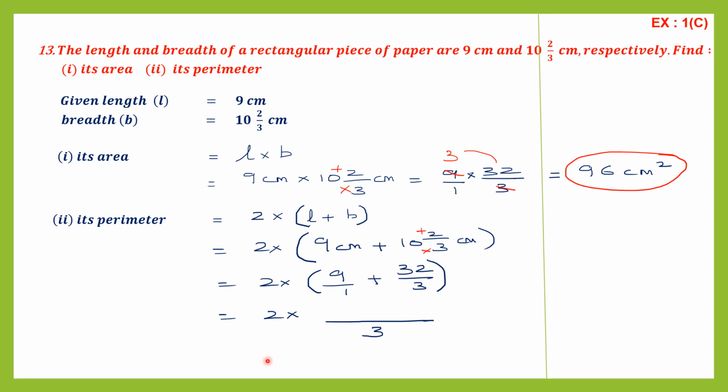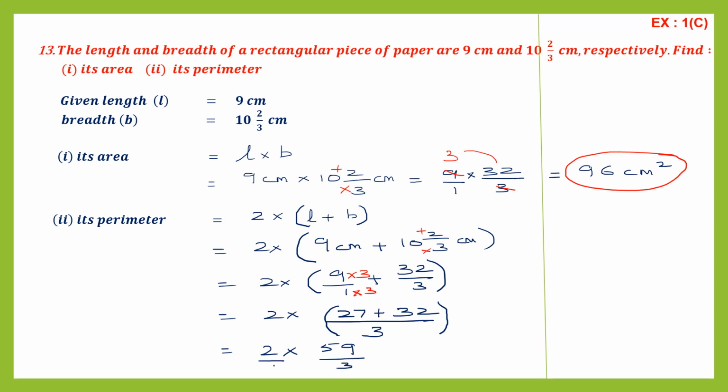Look at the first denominator, it's 1. 1 into 3 is 3. So multiply this by 3, and multiply this also by 3. 9 threes are 27. Plus, here the denominator is 3, that means 3 ones are 3, so 32 ones are 32. You can write the same thing there. So here we have 27 plus 32 by 3, and that is multiplied by 2. Now how much is 27 plus 32? That is 59 by 3.